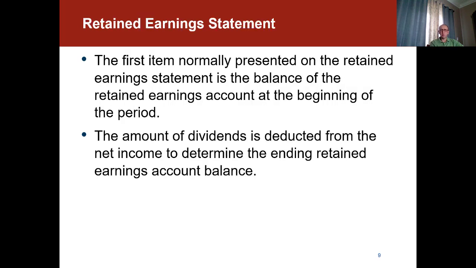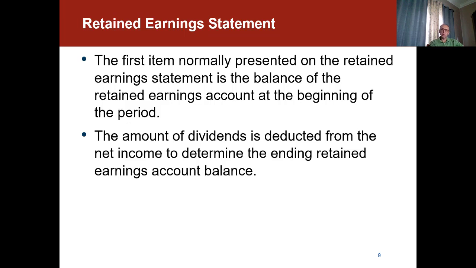Now let's see the retained earnings. In the retained earnings, the first item normally presented on the retained earnings statement is the balance of the retained earnings account at the beginning of the period. If this is a first year business, in other words, a business that just started, the beginning balance would have a value of 0. The amount of dividends is then deducted from the net income to determine the ending retained earnings account balance.